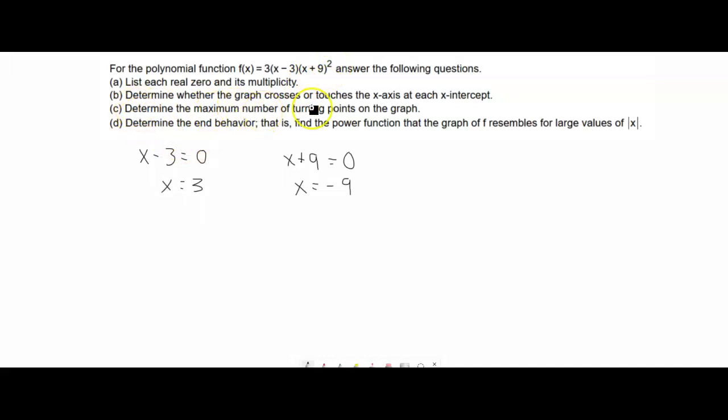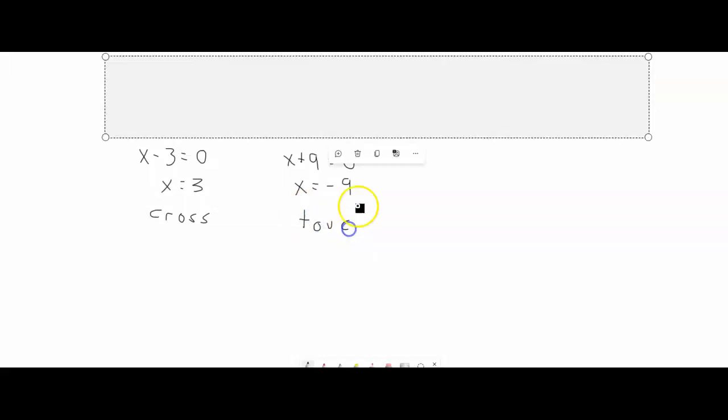It says determine whether the graph crosses or touches the x-axis at each x-intercept. We look at that by looking at whether the multiplicity is odd or even. For x equals 3, it's going to cross through the x-axis since the multiplicity is odd. And for x equals negative 9, since the multiplicity is even, we are just going to touch it and go back the other direction. We touch it, but we don't cross through.